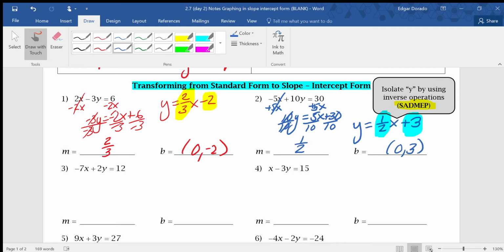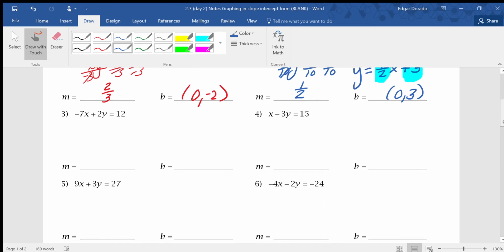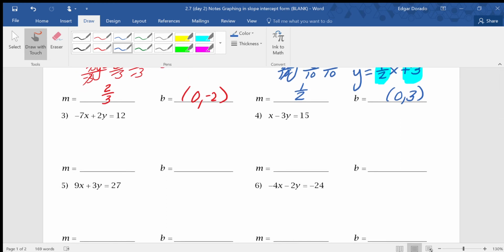Okay, so let's go ahead and try one more together, and I want you guys to try out some on your own, just so you get the hang of everything. Okay, number 3, again, isolate the y, so let's get rid of that 7x. So we get 2y equals 7x plus 12. Divide by 2. We get y equals 7/2 x plus 6.